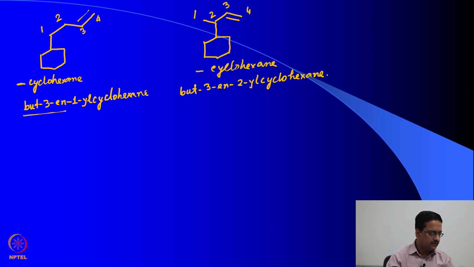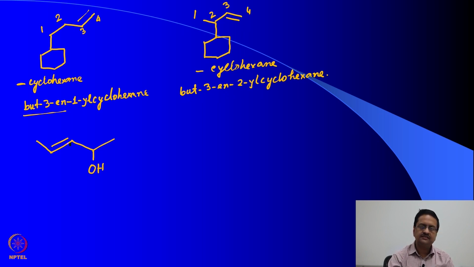Then let us try to draw a different molecule where we will have a double bond and also a hydroxyl group present. So, what should be the name of this compound?